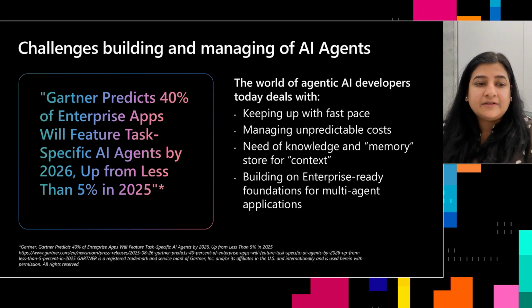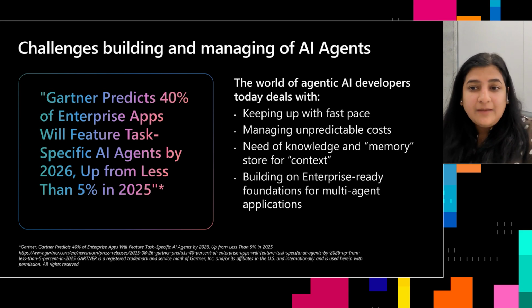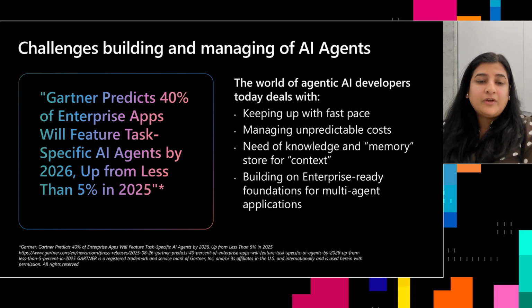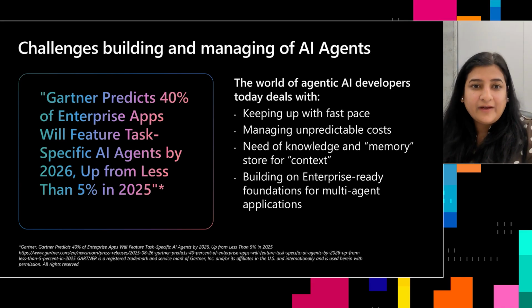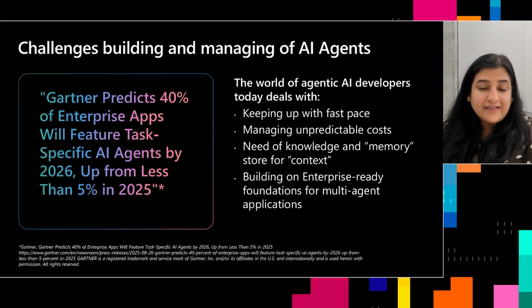Like the pace of innovation in the AI world is tremendous. How do you keep up with the pace? How do you keep yourself abreast with the new innovations, the new things that are happening in vector search? How do you adopt those things for your production scenarios? So that's one challenge. The other one is unpredictable cost.